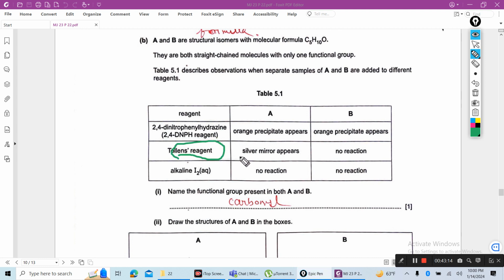Tollens reagent, silver mirror, so A will be an aldehyde because aldehydes give a positive test with Tollens reagent. No reaction, that means B is not an aldehyde. Alkaline iodine, iodoform test, no reaction, that means this is not a methyl ketone or not a secondary alcohol.